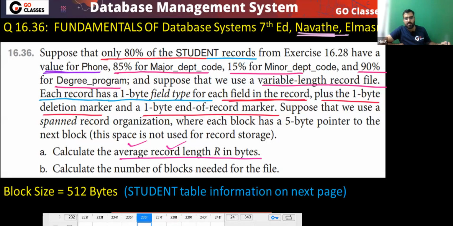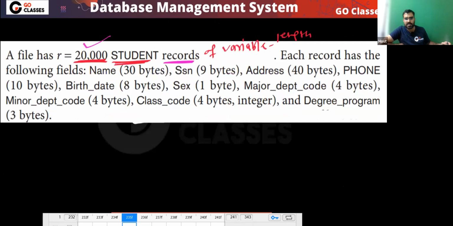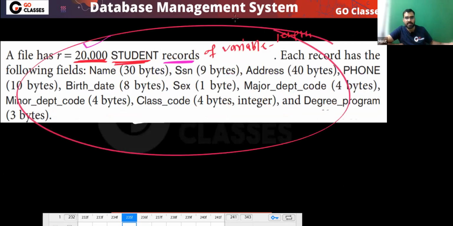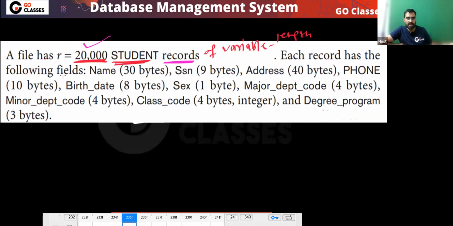Take your copy and pen. I'm giving you 1 minute. If you are watching this as a recorded lecture and not in the live class, you should pause the video and solve the question. The data is given here. Total 9 fields are there, and those fields are already given to you.